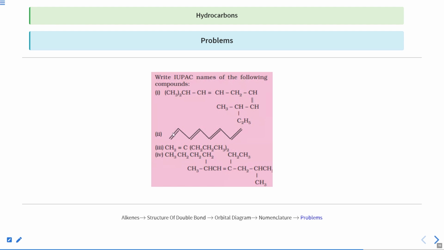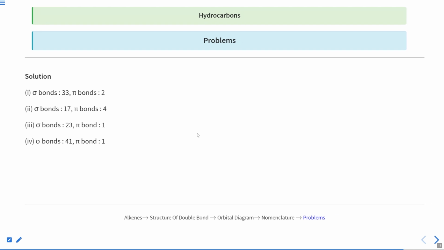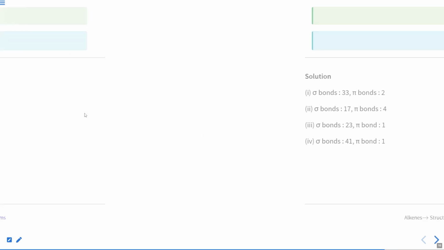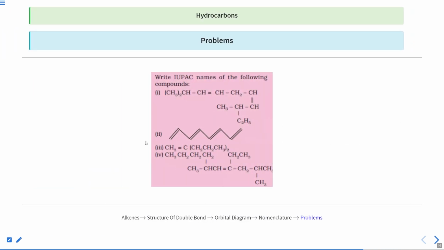So 8 are there or 7 are there? Let us count it one more time. 1, 2, 3, 4, 5, 6, 7. Okay, 7 carbon sigma bonds, and 10 were carbon-hydrogen sigma bonds. So totally 17 sigma bonds and 4 pi bonds. So 17 sigma bonds and 4 pi bonds. And the name would be oct-1,3,5,7-tetraene.